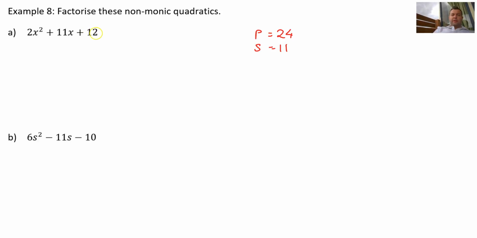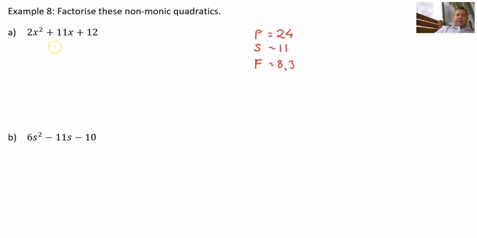So I'm looking for numbers that multiply to give me 24, but add to give 11. What numbers would those be? We can break the 24 down into factors. But 3 and 8 are the ones we're after, not, say, 2 and 12, or 6 and 4. 3 and 8 multiply to 24 and add to 11. So that means there's the P and the S taking care of my factors, 8 and 3.